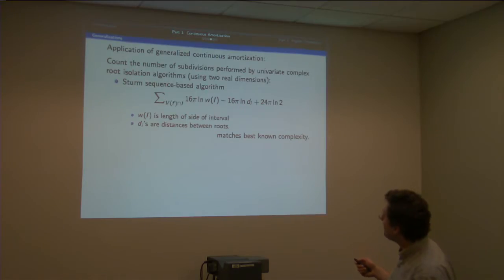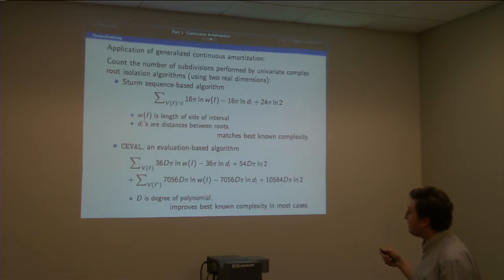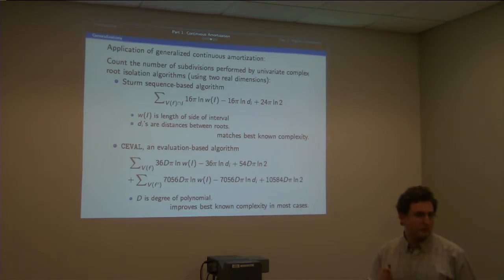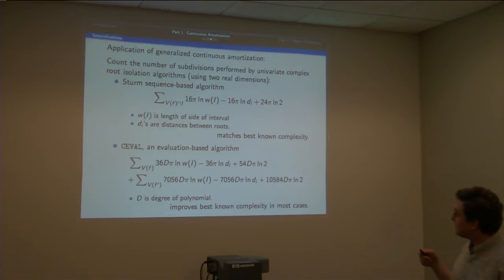We get the width of the interval. This matches the best known complexity. C-eval is an evaluation-based algorithm for finding complex roots. This one's based on, I believe, the 8-point test. The version I have here gives a count on the complexity of that algorithm, and this improves upon what's known. And C-eval is from T and Sargov.